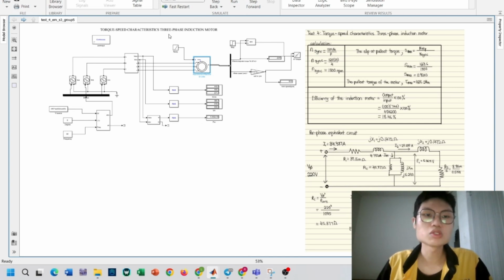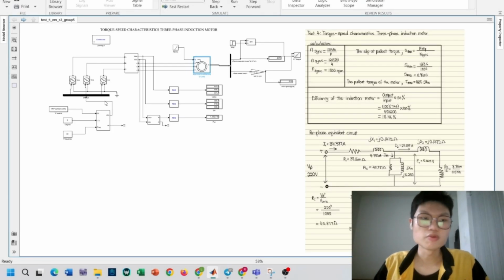This is our model that we use MATLAB Simulink to build to study the torque-speed characteristic of a three-phase induction motor. In this Simulink, we have a three-phase voltage to power the motor, and then display boxes to display the torque and the rotor speed. For the rotor speed, we use the gain block to convert from radians per second to RPM. After that, the output we can see from the XY graph here.